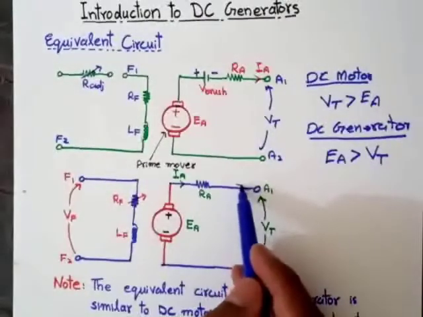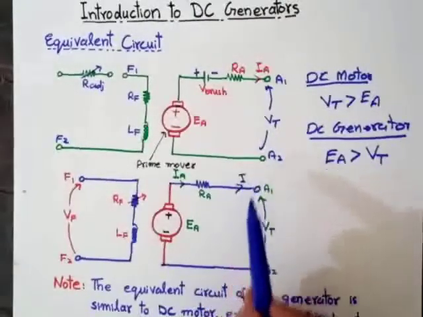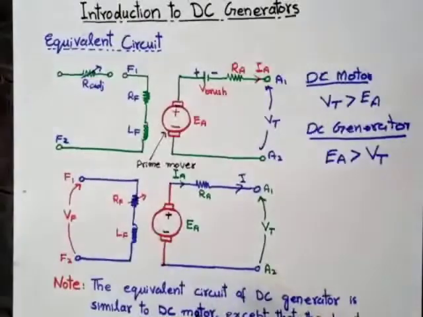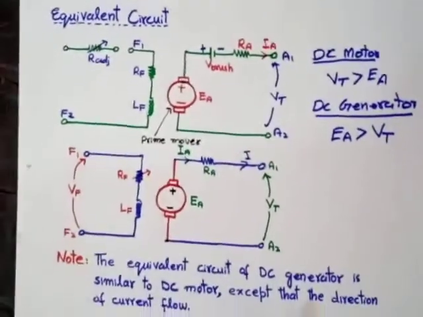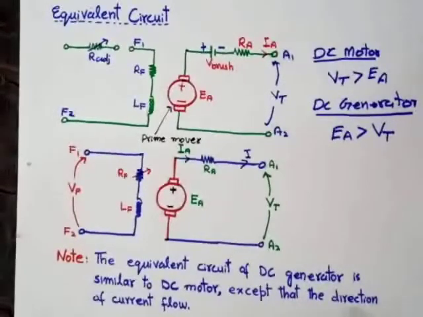and here the direction of the current is outside of the machine. The equivalent circuit of the DC generator is similar to the DC motor except for the direction of the current flow.